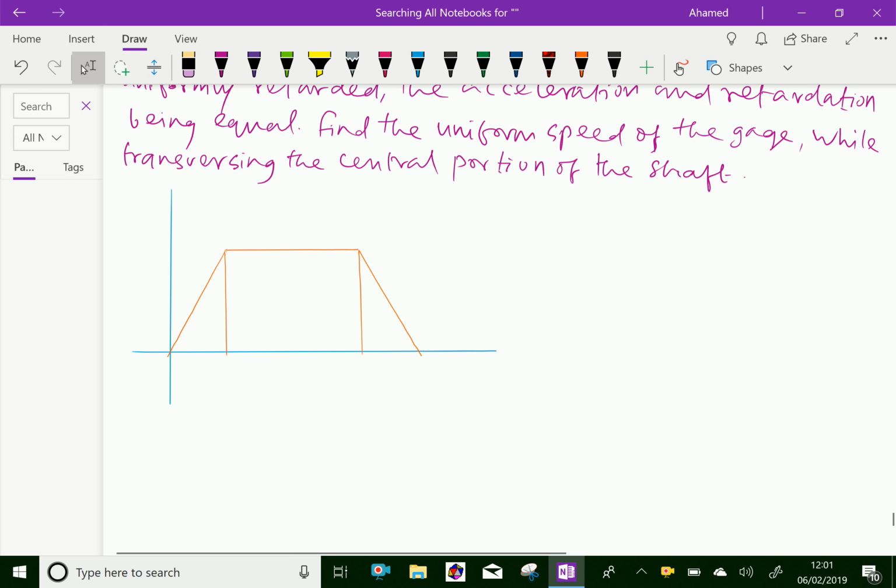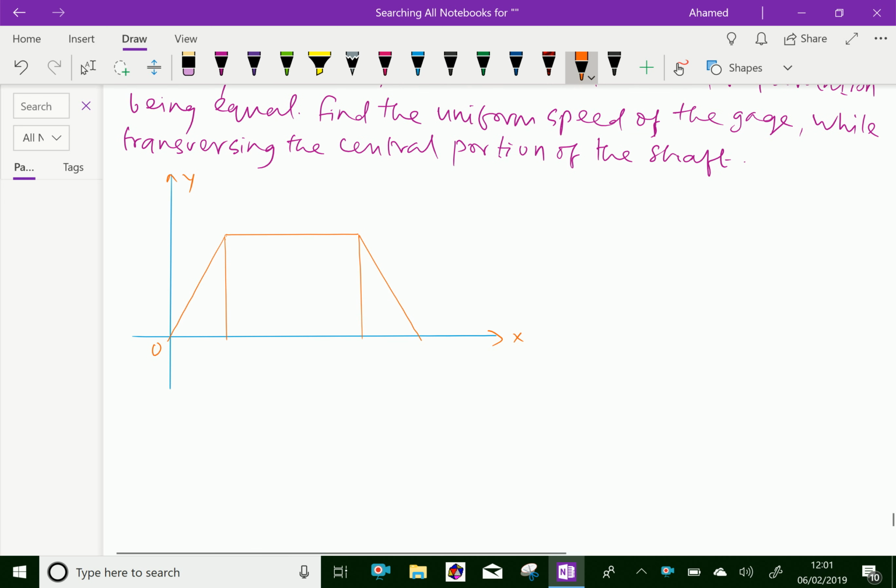Look at this figure. It indicates the situation of the problem. This is the x-axis and this is the y-axis. Here we have points O, A, B, C, D and E. Here OD represents the time t1 for acceleration, t2 represents constant velocity, and t3 the time for constant retardation.